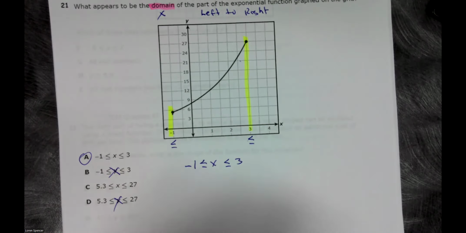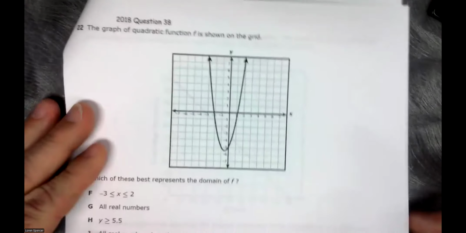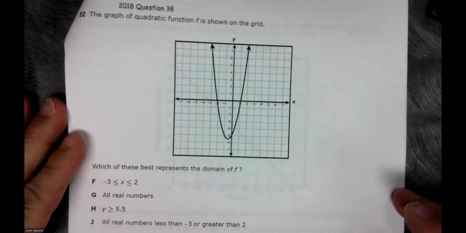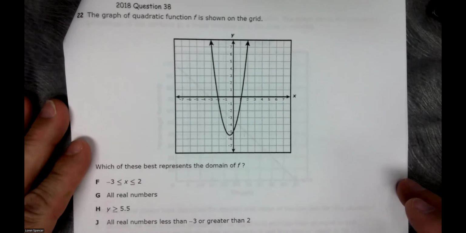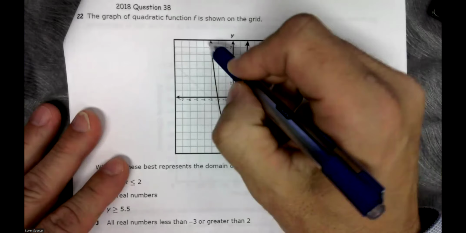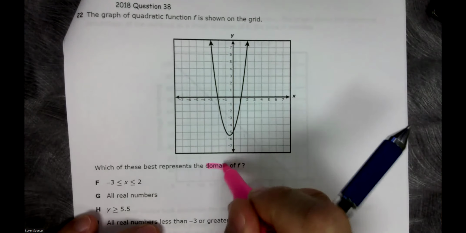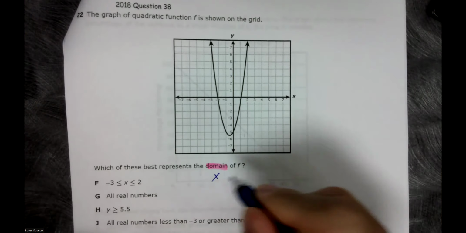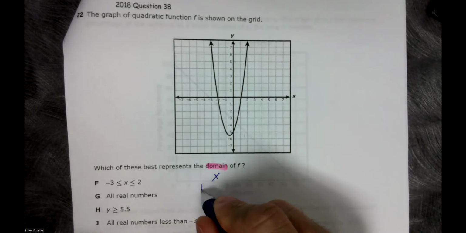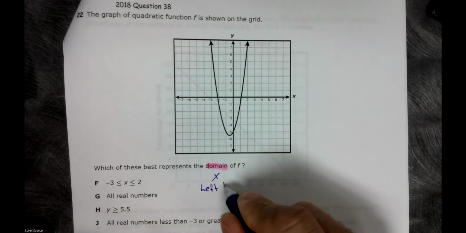So 21 is A. Moving on to 22. Which of these best represents the domain of F? Well, this arrow, and by the way, we're looking for domain. So domain is the x's. And please remember, domain goes like the x-axis, left to right.